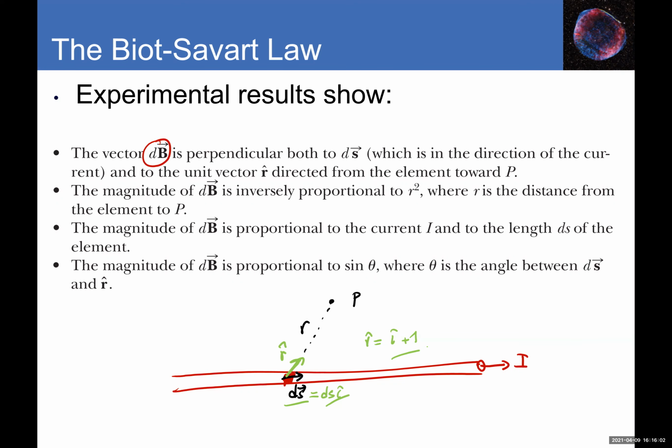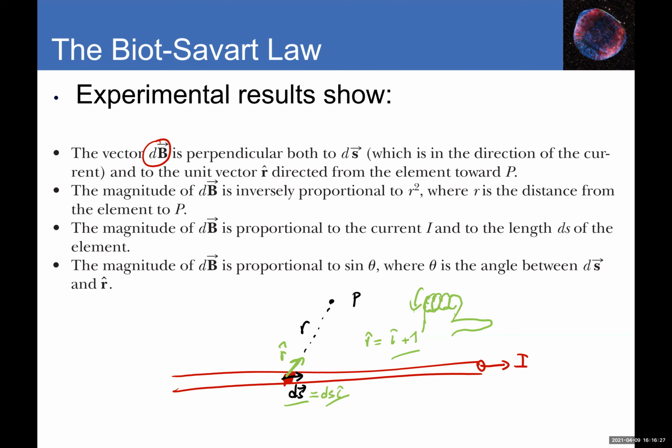The easiest way to get that is you have your thumb in the direction of the current, and then you will see that your fingers will be curling out of the page. So thumb in the direction of the current, your fingers curl out of the page like this. That means the magnetic field at that point P will be out of the page.